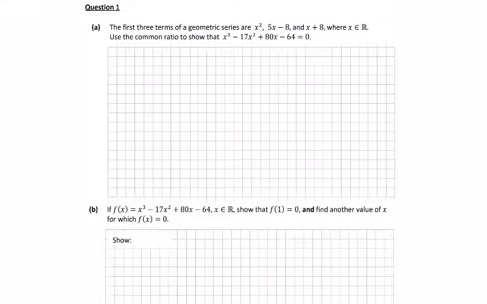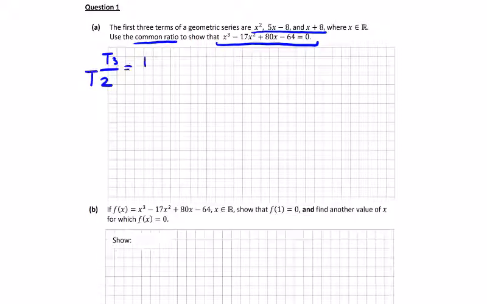Question 1 is the first three terms of a geometric sequence R, and we're given these three terms here: x squared, 5x minus 8, and x plus 8. And we're asked to use the common ratio to show this cubic function exists. So t3 over t2 is equal to t2 over t1. That's how we find the ratio.